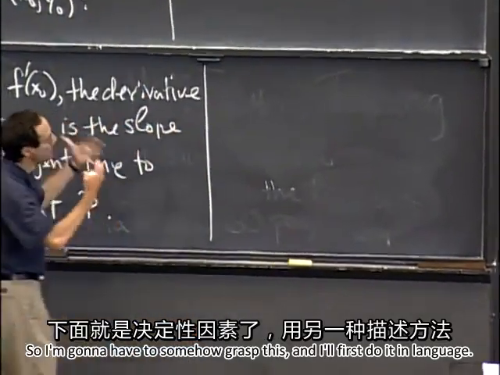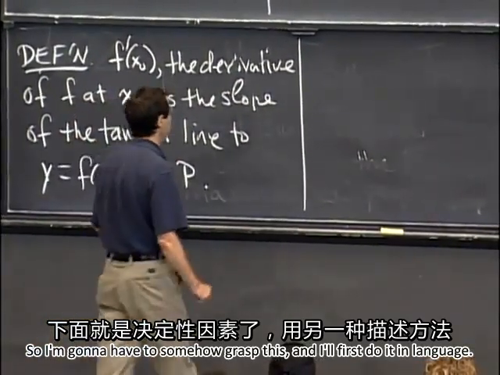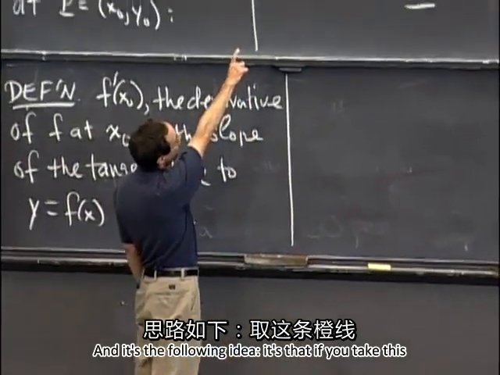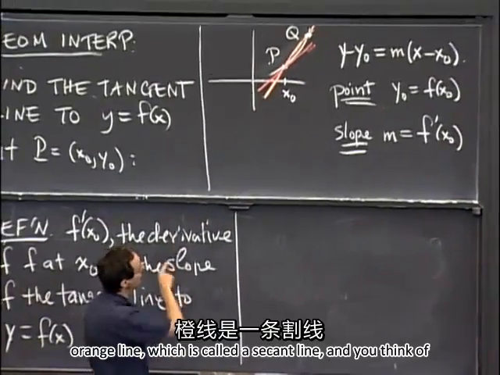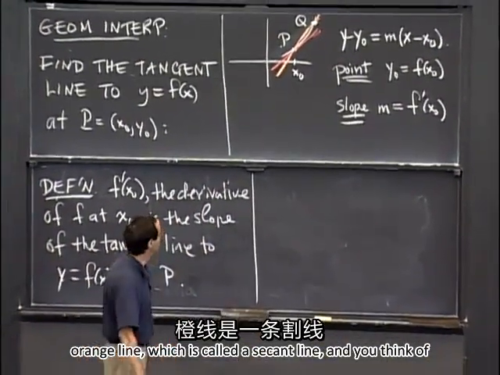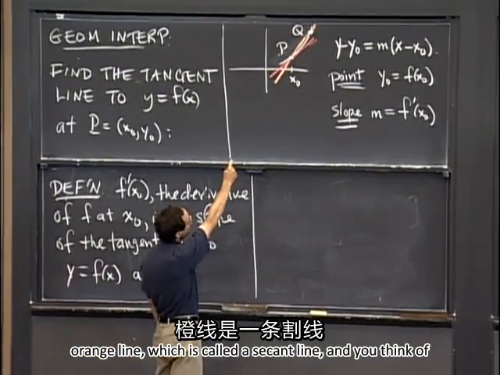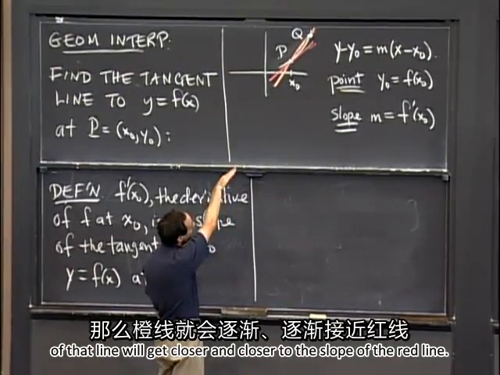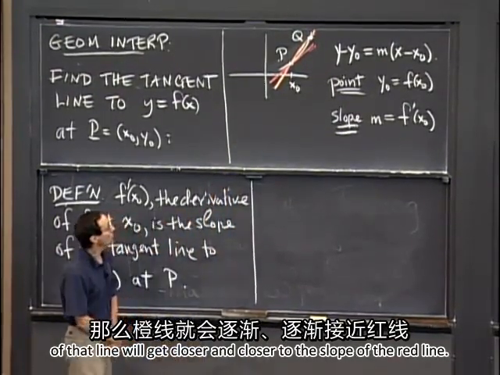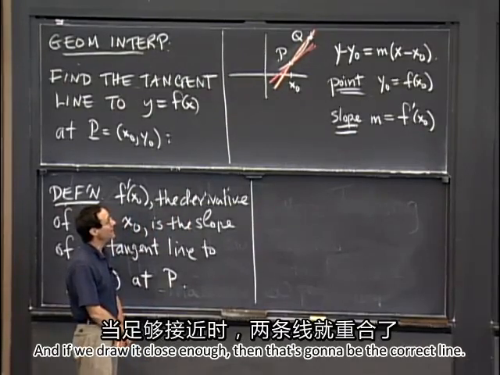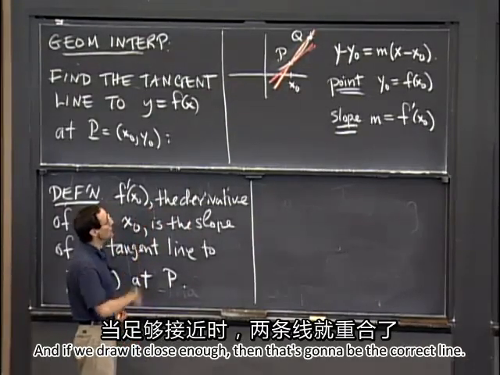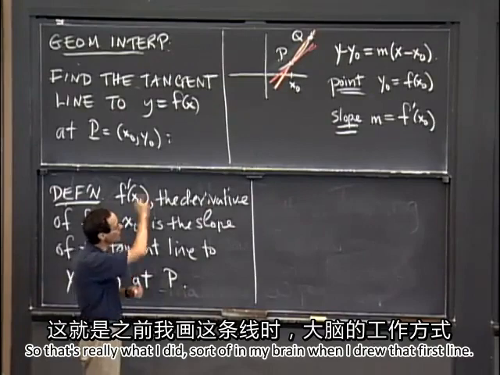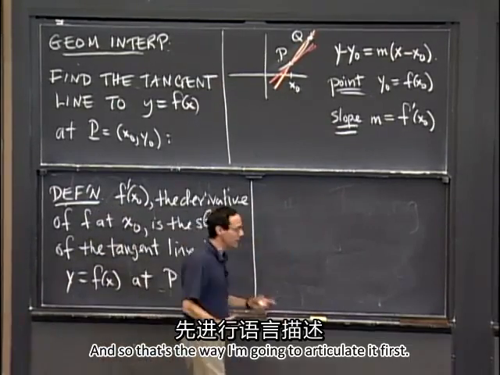So I'm going to have to somehow grasp this, and I'll first do it in language. And it's the following idea. It's that if you take this orange line, which is called a secant line, and you think of the point Q getting closer and closer to P, then the slope of that line will get closer and closer to the slope of the red line. And if we draw it close enough, then that's going to be the correct line. So that's really what I did in my brain when I drew that first line. And that's the way I'm going to articulate it now.